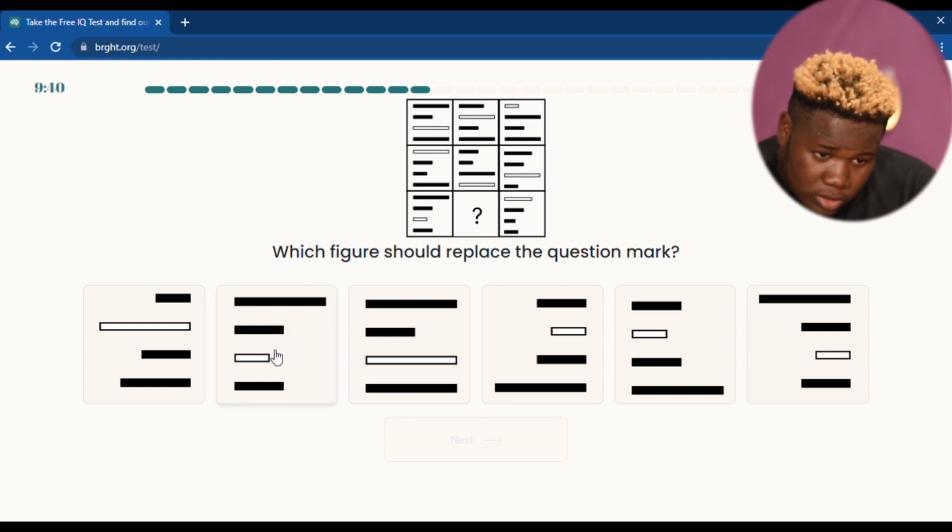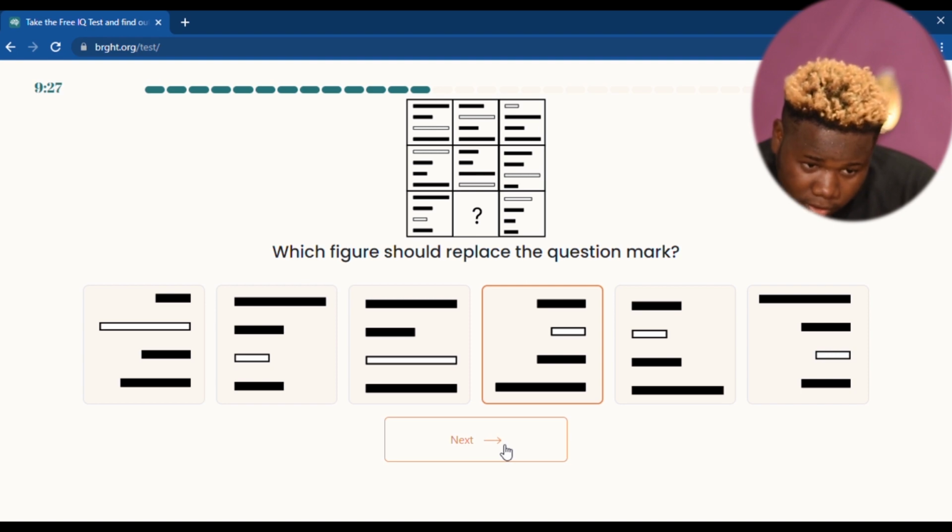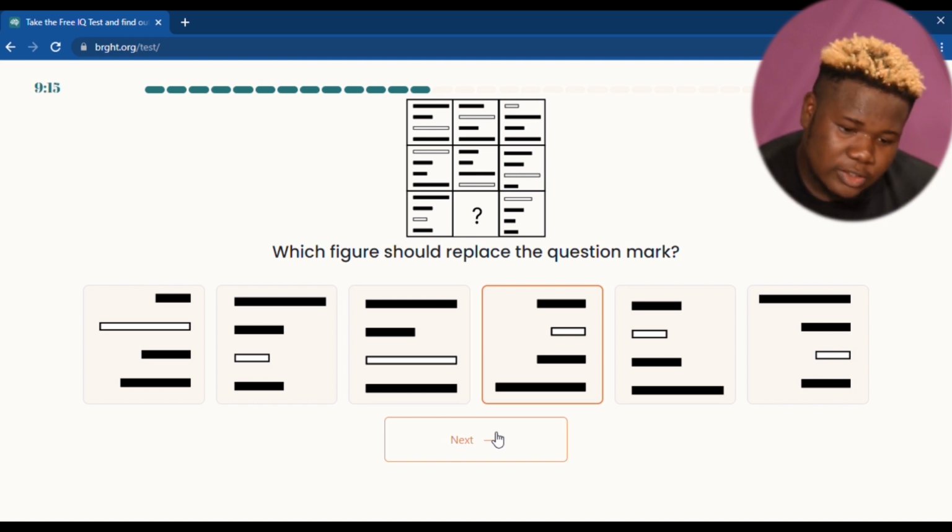1, 2, similar. So this should be top. It should be this, yeah. Bad it. Oh, I could be wrong. Oh. These two are same. Now what? Okay, let's send it.